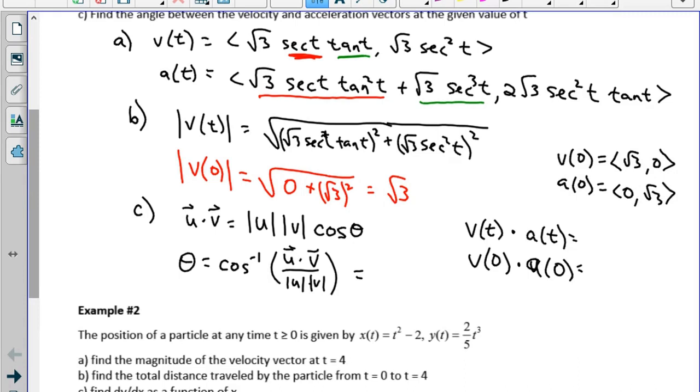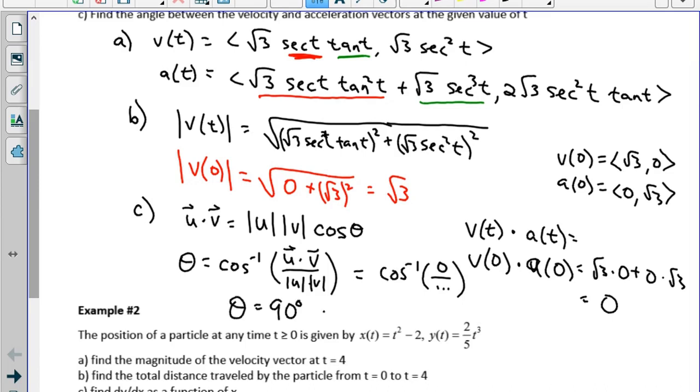So if we dot those, we have root 3 times 0 plus 0 times root 3. So that's 0. So if we take a look at this, we're having the cosine inverse of 0 over whatever the magnitude is. It doesn't really matter. But that means we have the cosine inverse of 0, so theta, in this case, is 90 degrees, or pi over 2 radians.